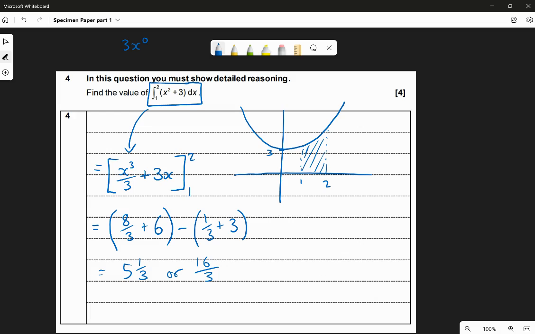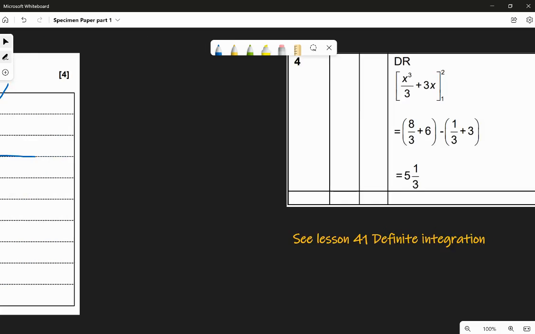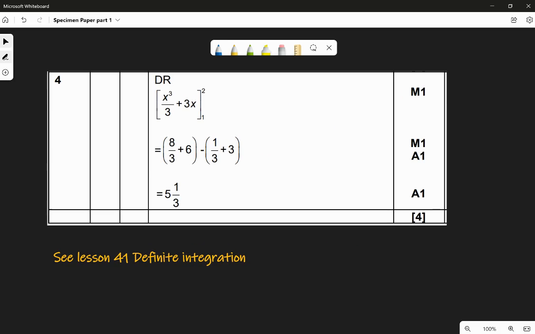We could put, if we wanted to, units squared because it's an area, but it hasn't really talked about the fact that this is talking about the area below a curve, so we just leave our answer like that. Let's have a look at the mark scheme. So it gives you a method mark for attempting to integrate, a method mark for attempting to substitute, and accuracy for accurately putting both parts of the substitution with a subtraction between, accuracy mark for 5 1/3.